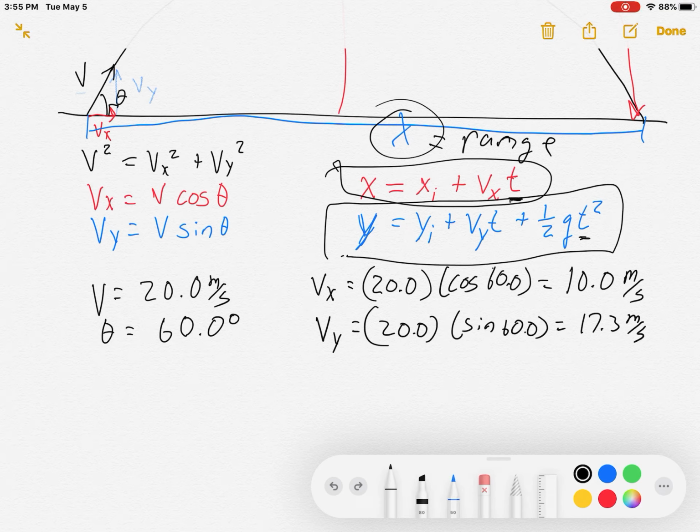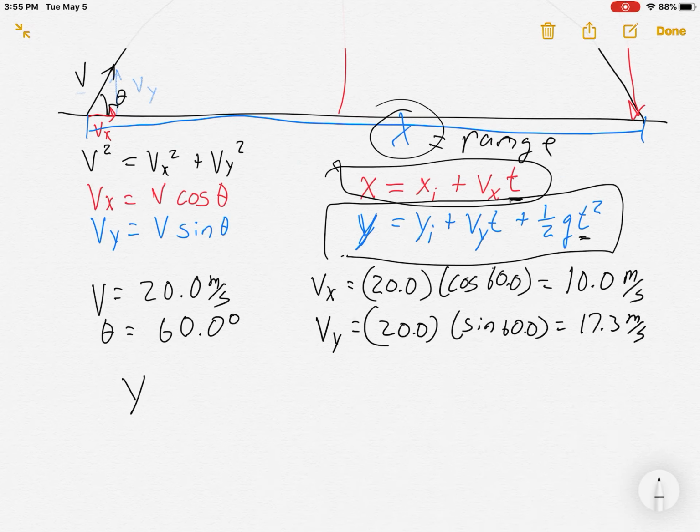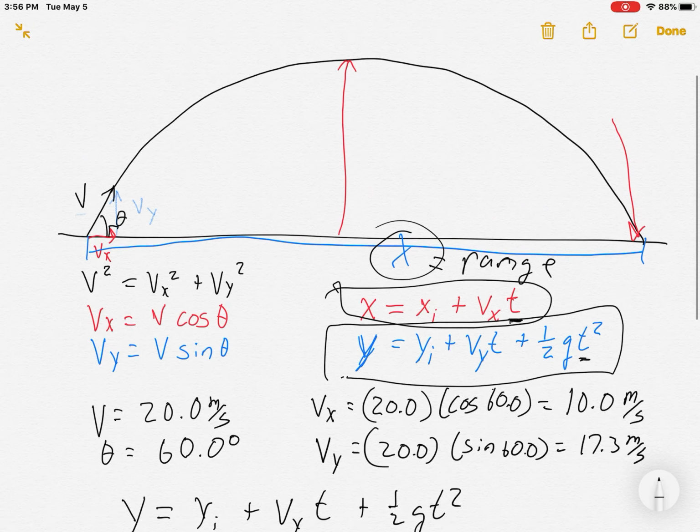Let me clean that up a little bit. Okay, so this is the equation we're using. The y position is equal to the initial y position plus the y velocity times the time plus 1/2 g t squared. All right, so let's fill in some stuff that we know. If we look at our problem here again, where do we start vertically? Well, we start on the ground right here, right? So right here, y is equal to 0.